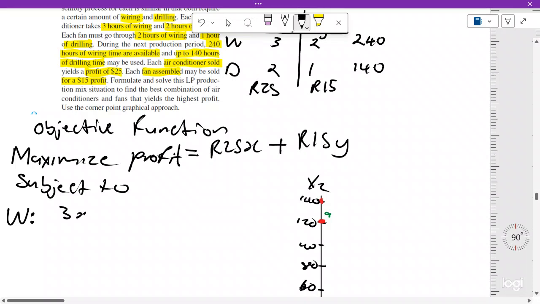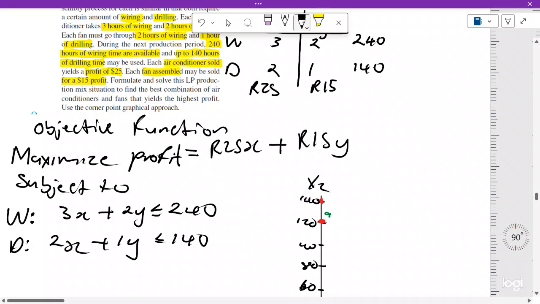Then 3x plus 2y is less than or equal to 240. This one is going to be 140. Let's drill: 2x plus 1y. Even when the 1 is not written, it's always there. Again, even if it's not written, it's always there.